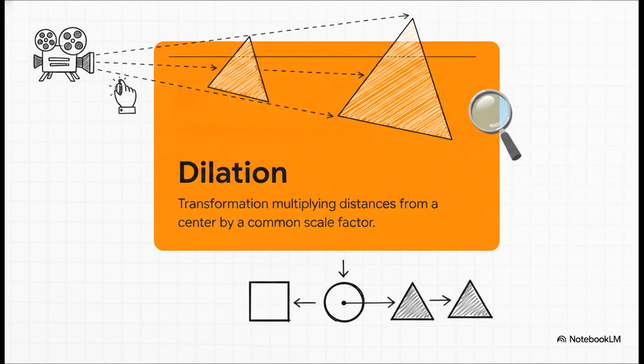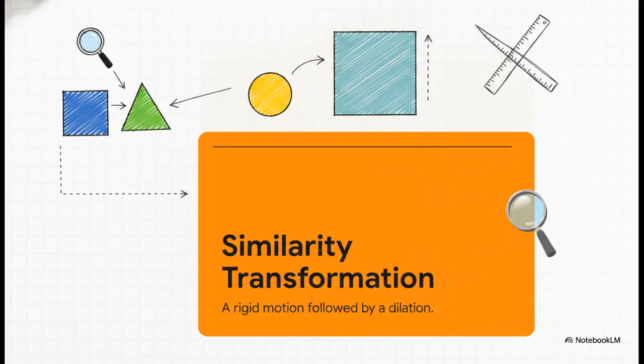Now, if that sounds like a lot of math jargon, just think of a movie projector casting an image onto a big wall. The projector's lens, that's your fixed center, and how far back you pull that projector determines your scale factor. Those two crucial pieces of info, the center and the scale factor, are exactly what dictate how our shapes resize. And that brings us to the actual definition of a similarity transformation. Are you ready? It is simply a rigid motion followed by a dilation.